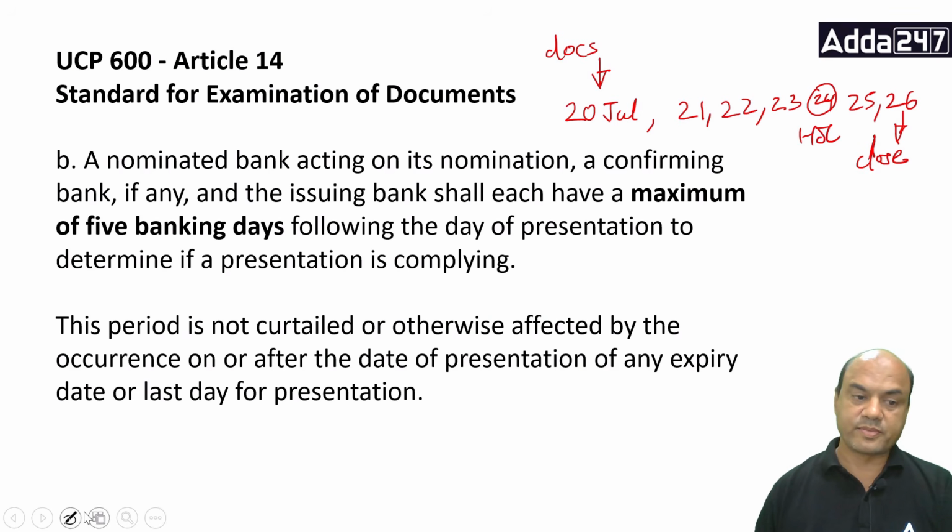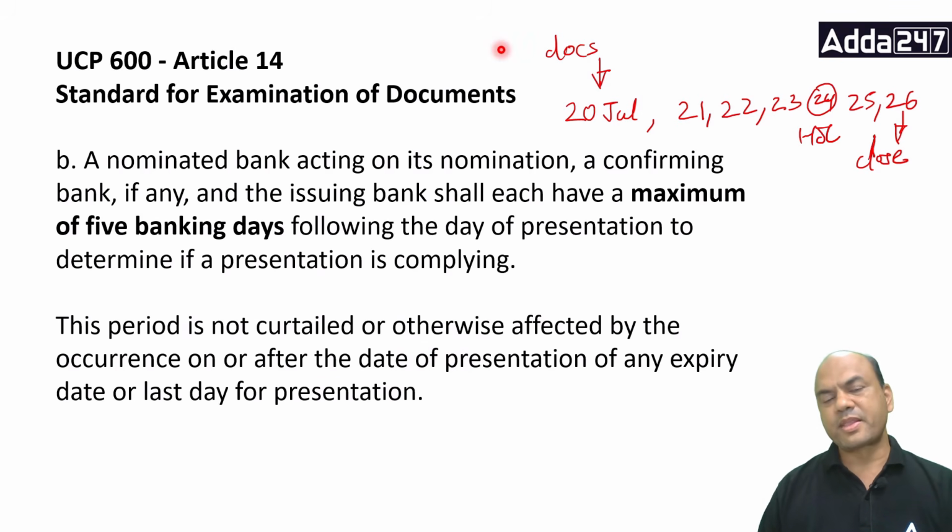Banking days. Got it? The period is not curtailed or otherwise affected by the occurrence on or after the date of presentation of any expiry date or last date of presentation. Obviously, this has nothing to do. See, expiry and last date of presentation are related. Date of presentation is related to presenting the documents, giving the documents to whichever bank it is, and expiry is related to expiration of that credit. But suppose, let me give you an example. What does this line mean?